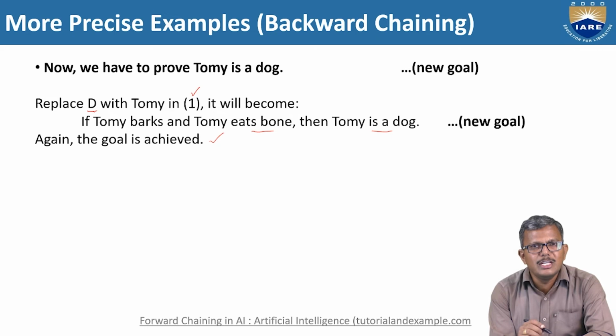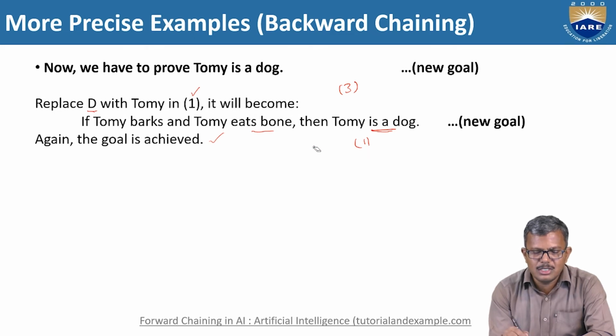Our first goal is to prove that Tommy is black. Our next goal is to prove that Tommy is a dog. To prove Tommy is black, we used fact number 3. To prove that Tommy is a dog, we used fact number 1. In forward reasoning, first you used fact number 1 and then fact number 3, but here it came in the reverse fashion.